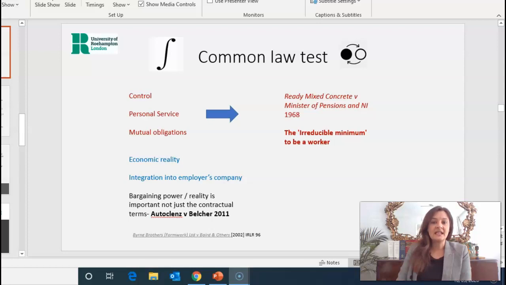And the leading case is Ready Mixed Concrete and Minister for Pensions. It goes all the way back to 1968. But in that case, the judge said that the irreducible minimum for a person to be a worker rather than self-employed is that these three things exist. That's the leading case law, the leading case for this.